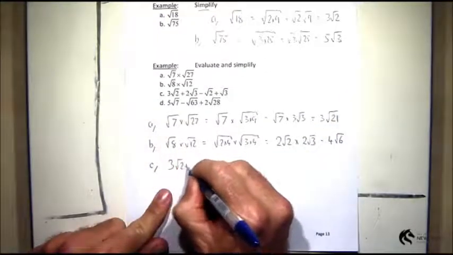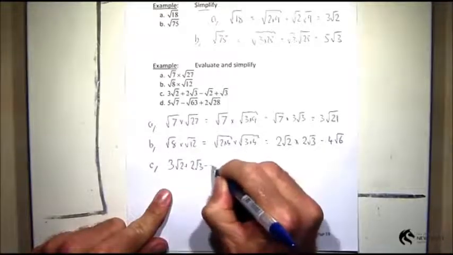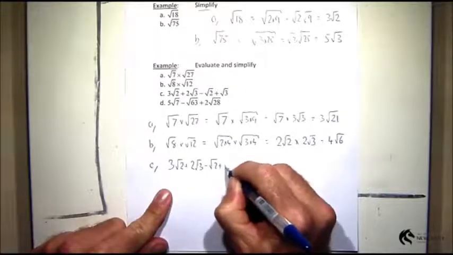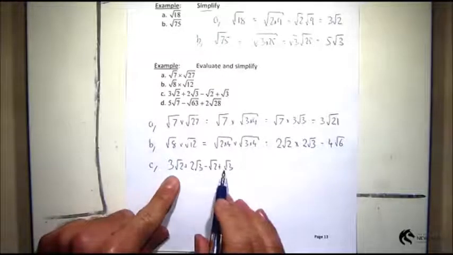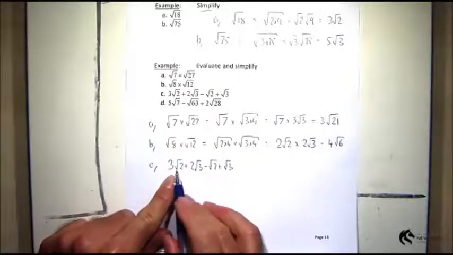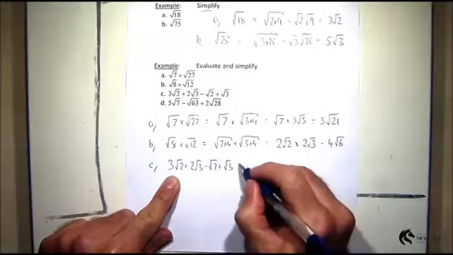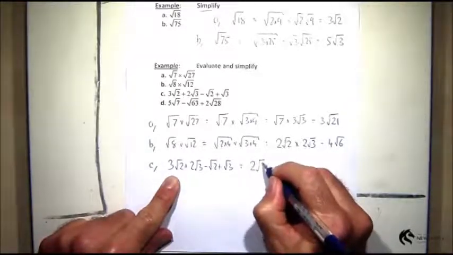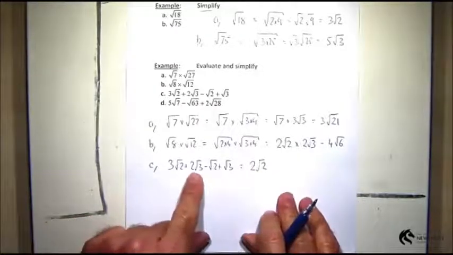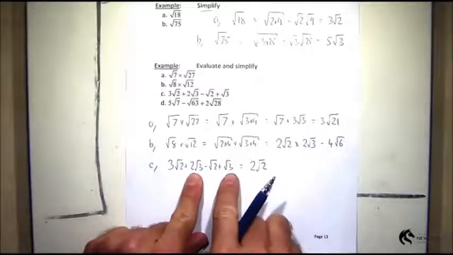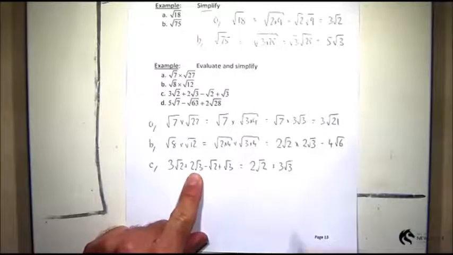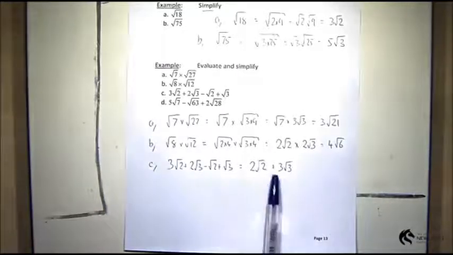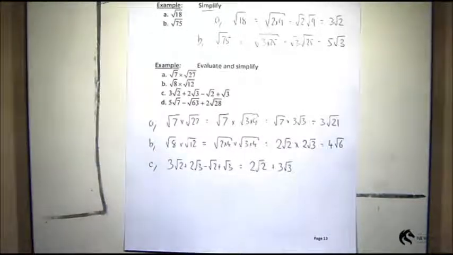Root 2 plus 2 root 3 minus root 2 plus root 3. So in this case they're pluses, so I can't do much there, but I've got 3 root 2 minus 1 root 2, so that will be 2 root 2. And here I've got 2 root 3 plus a root 3, so that will be plus 3 root 3. And given that that's a plus in there, I can't do anything else. That's as far as I can go.